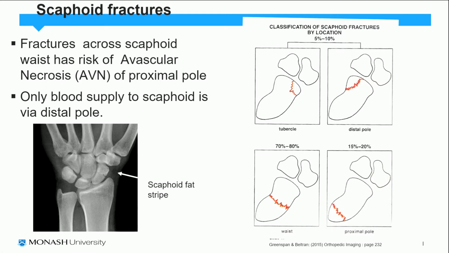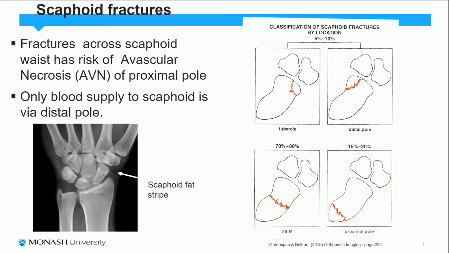Scaphoid fractures are important, especially if the fractures are across the waist of the scaphoid, because of the risk of avascular necrosis, as the only blood supply to the scaphoid is via the distal pole. There is a classification of scaphoid fractures, and it's according to the anatomy. So the most common is through the waist at 70 to 80%, and then also the proximal pole. But you could also have fractures of the distal pole or the tubercle.